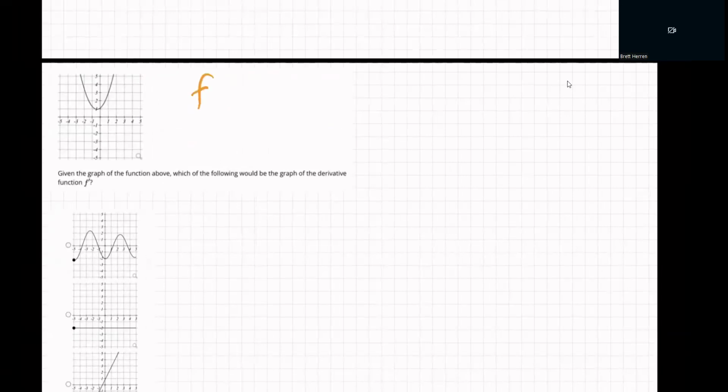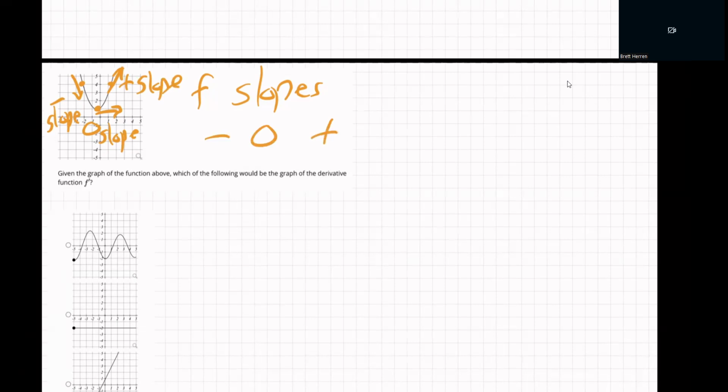Again, this is F, and we want to look at the slopes. As you're riding the roller coaster, you're going downhill, negative slope, and here you're flat, zero slope. And over here, you're going up, positive slope. So negative, zero, positive slopes. So then coming down here, we want F prime. We want the heights. These F prime graphs need to go negative, zero, positive.